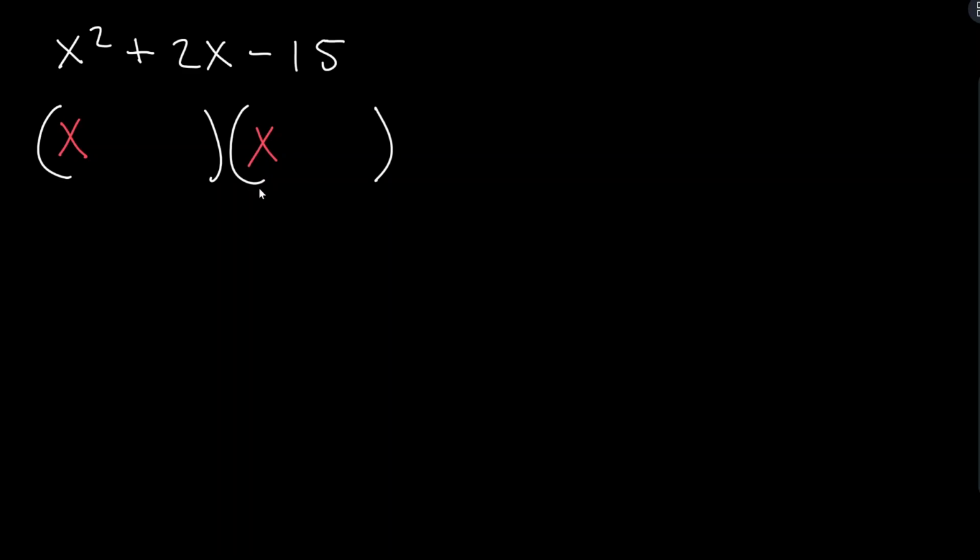The reason why this is the case is because when I FOIL this out, and that's what I want to do here, write two binomials multiplied together that equal this original thing, I need to be able to FOIL this out and get this. That's why we call it reverse FOILing, because I'm reversing that process. The reason we can place x and x here is that it's the only way to get our x squared term, by multiplying the two x terms. In other words, the first step in FOIL, the F, gives us our x squared term.